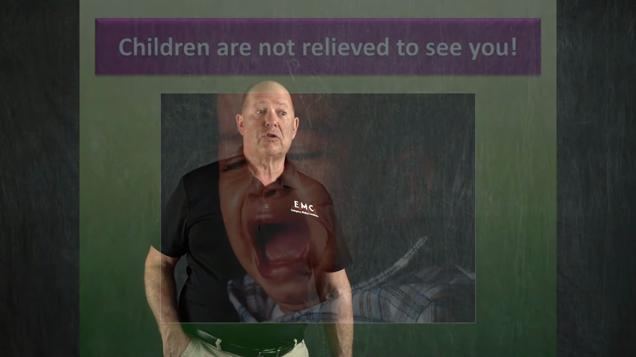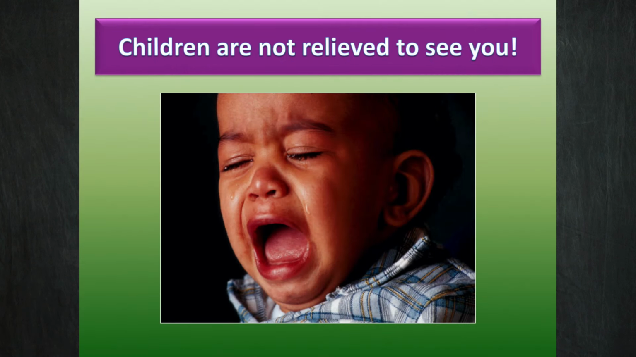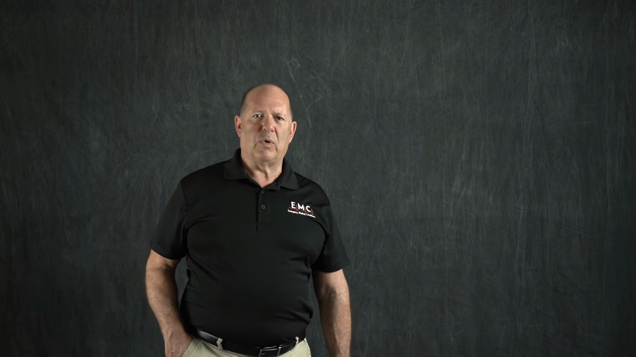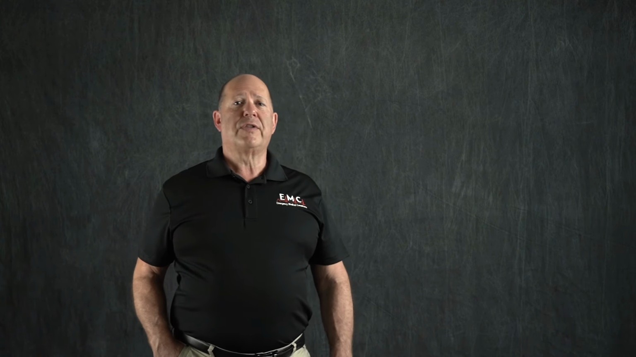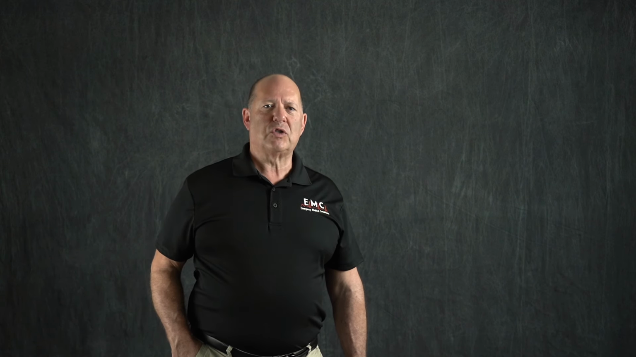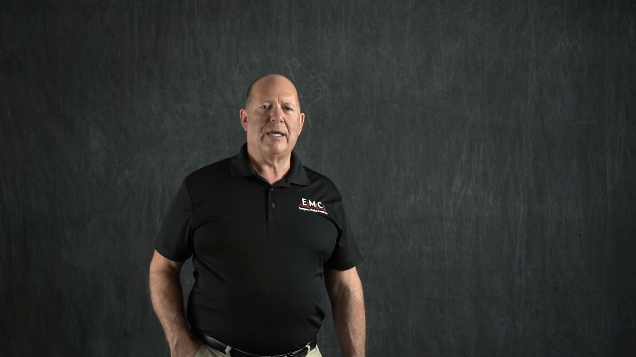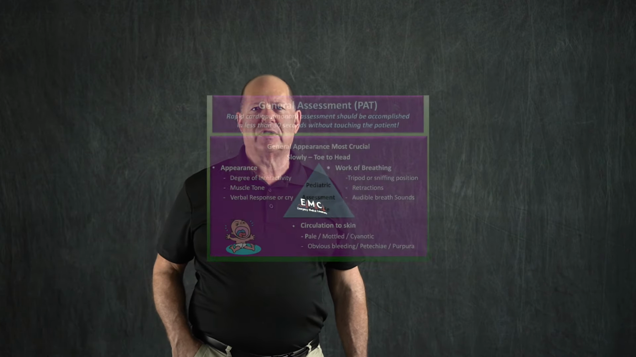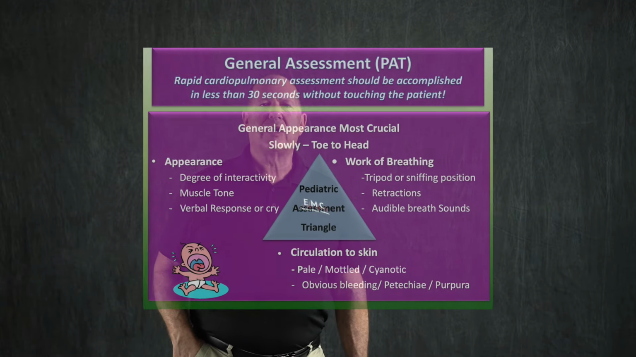By making the child cry like we see here, we are really not making them better, especially if their problem is a respiratory problem. If we put a stethoscope on them or stick an IV needle in them and make them cry, we actually run the potential of making them worse. So here's what most of the studies in pediatrics tell us. They tell us that a good assessment tool for evaluating pediatrics is what we call the pediatric assessment triangle, or the general assessment triangle, which should be started from across the room.